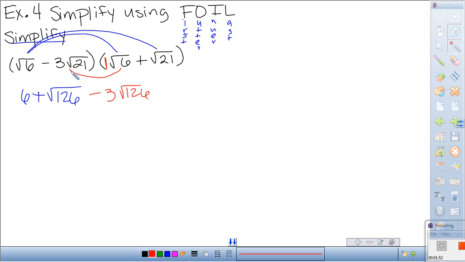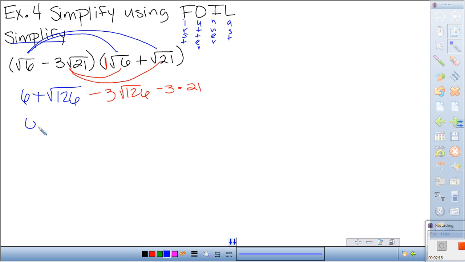And then finally we have the last terms, negative 3 square roots of 21 times the square root of 21. So here we have another case where when you multiply two radicals together, they pop out. So I have negative 3 times 21 because the square root of 21 times the square root of 21 is simply 21. So now let's simplify this.